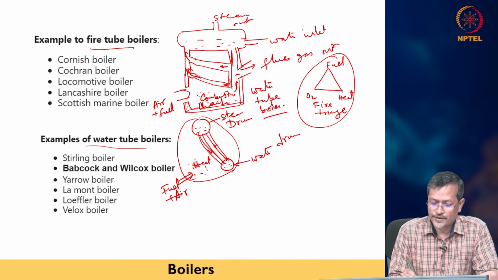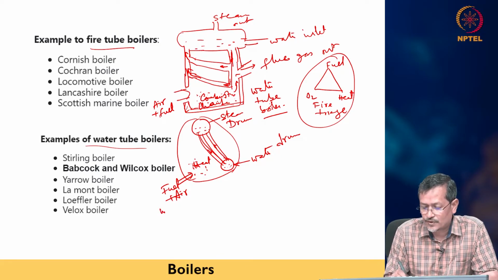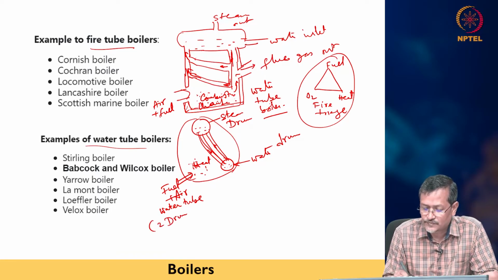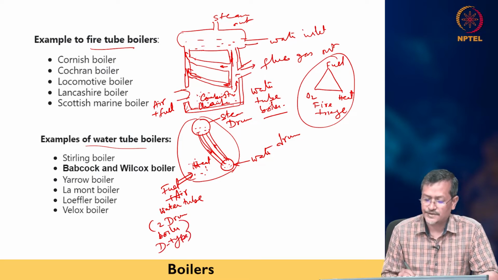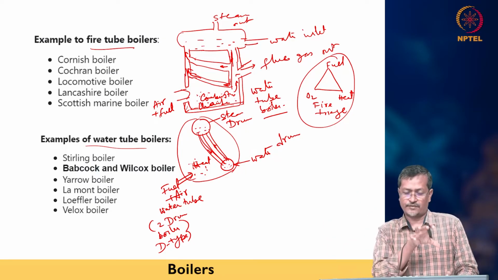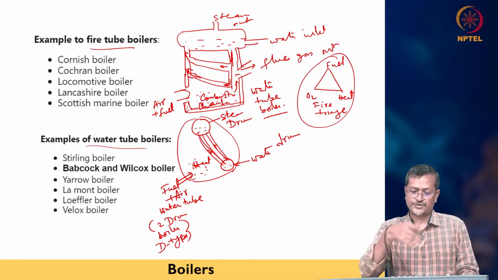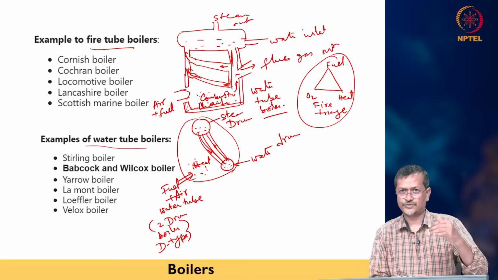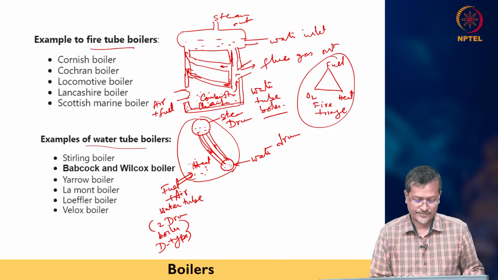Okay, this is called water tube two drum boiler. Sometimes they say D type, because it will be looking like D: the drum is there, pipes are there, and the furnace will be somewhere, so it looks almost like D. So this is called D type boiler. This is normally used for marine and locomotives.